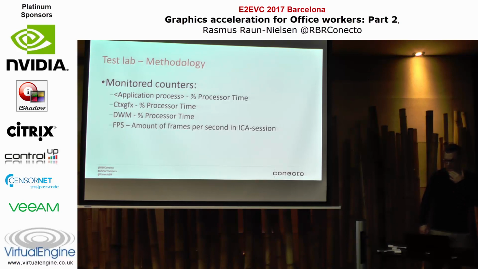And the frame counter, of course, is an indication of how fluid this is perceived. So the higher the frame rate, the more fluid, of course.